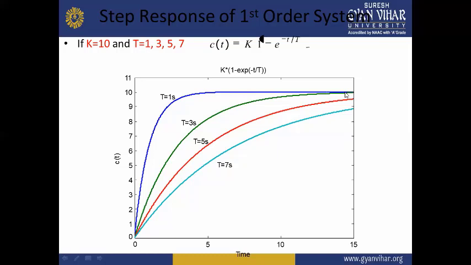Sluggish means they are getting the steady state output response at a very large interval of time, 7 seconds or more than that. Even at 15 seconds, for T equal to 7 seconds, the system is not even able to reach the steady state condition. So you can understand that if the time constant is increased, your system becomes sluggish.